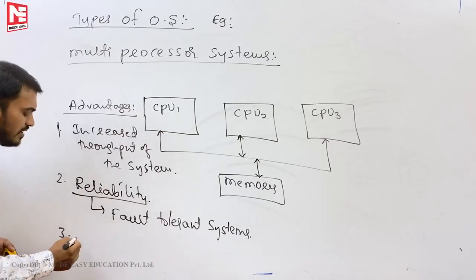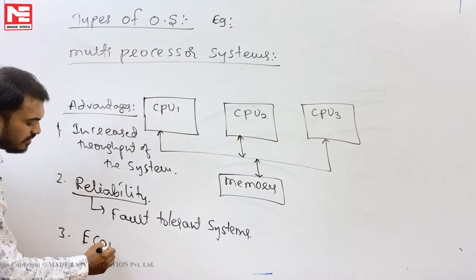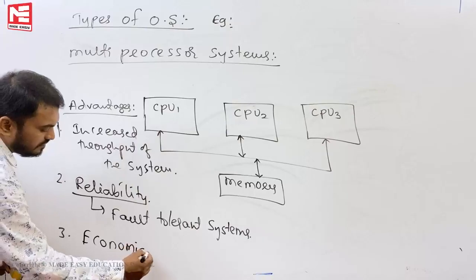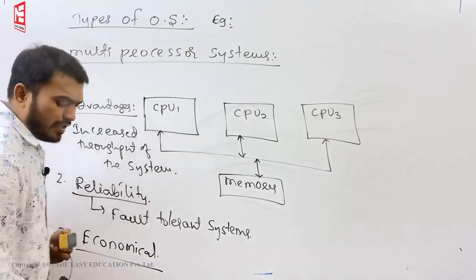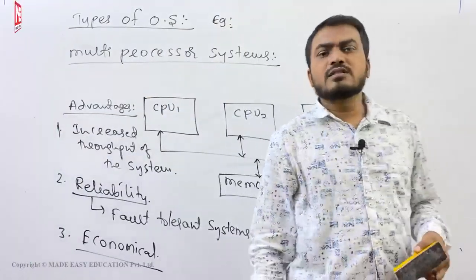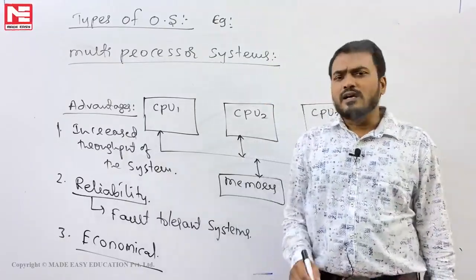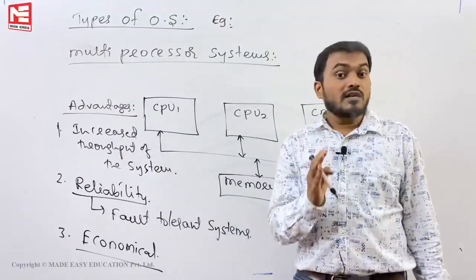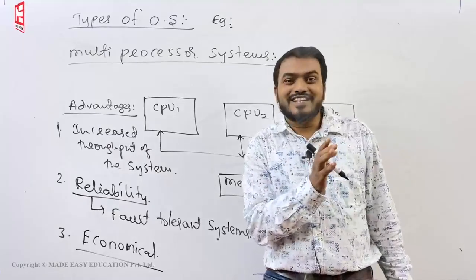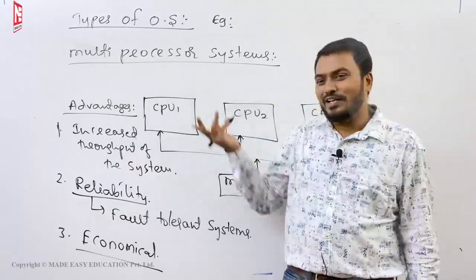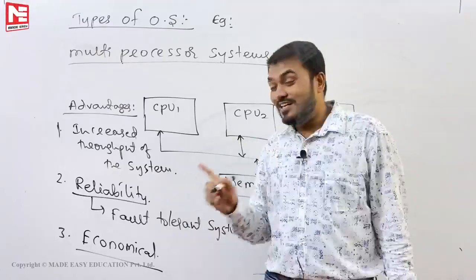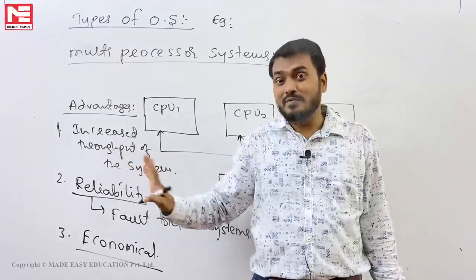And the third advantage is economical. Economical means what? Cost will be less. And remember, cost will be less means don't compare with our normal computer. Is that clear? Otherwise, everybody will buy multiprocessor only.